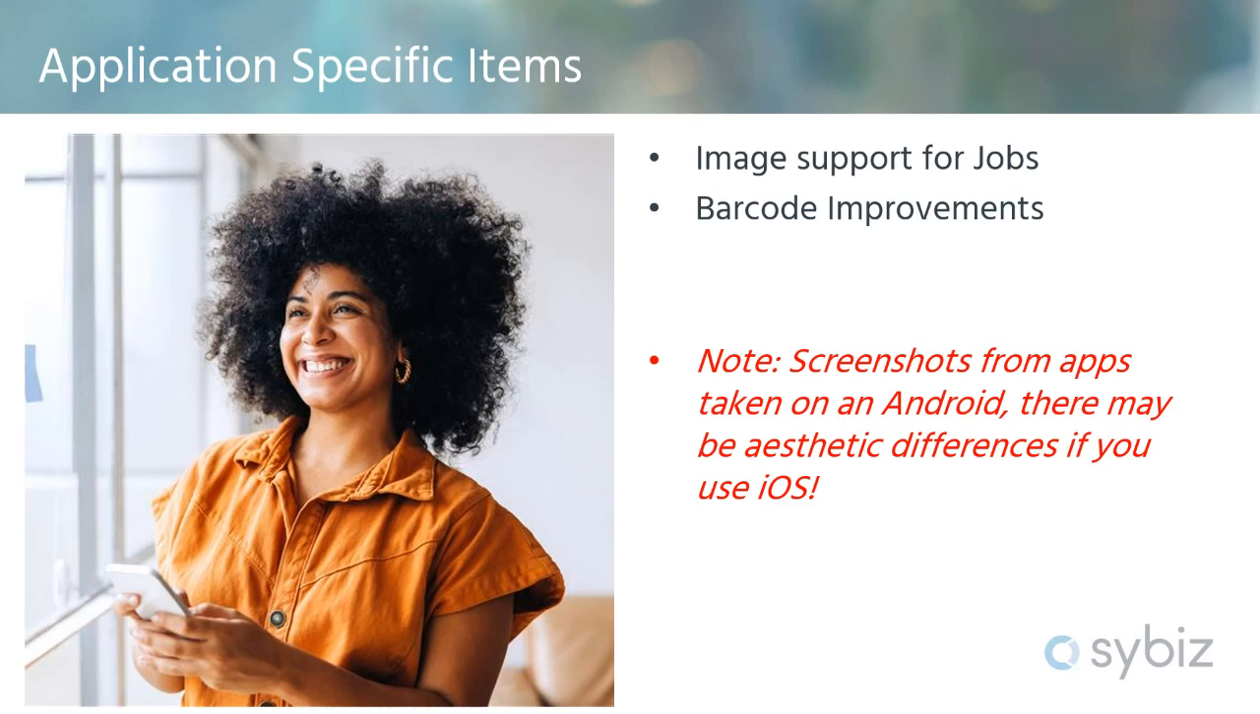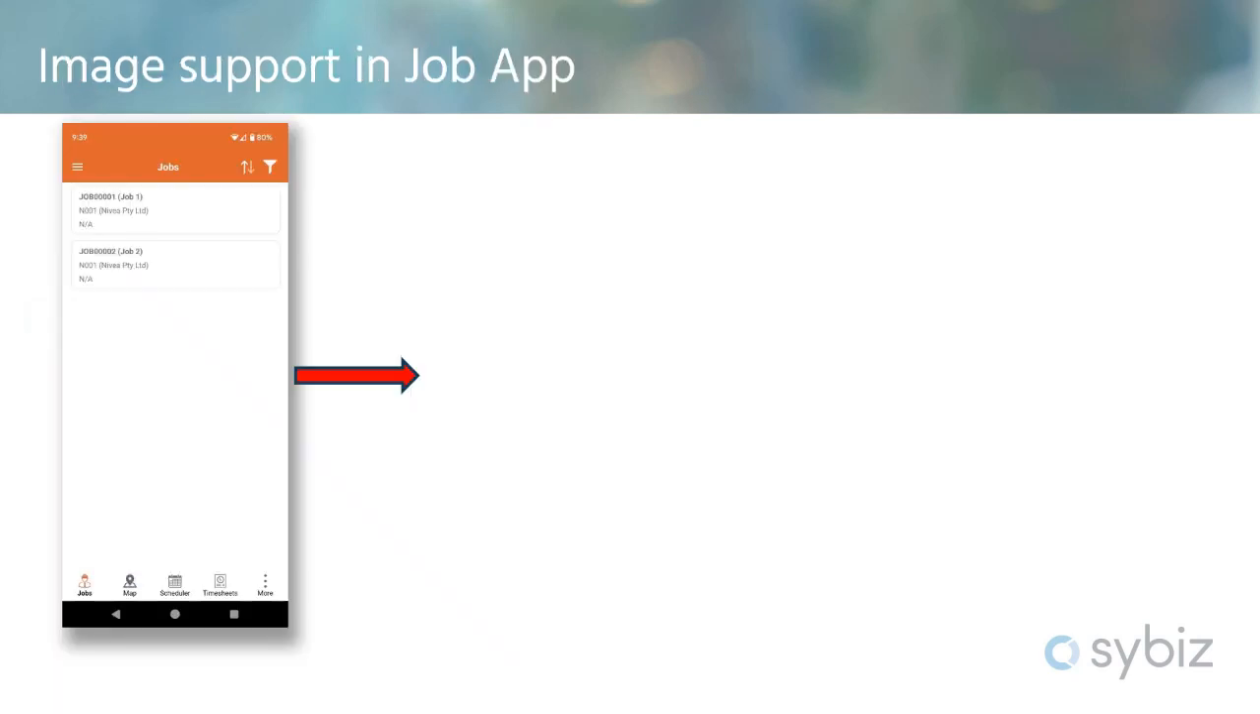I do just want to note these are all from my phone, which is an Android. So if you are using iOS, things might look a bit different. But yeah, image support for jobs and some barcode improvements. Let's kick right in. So the first thing is image support.